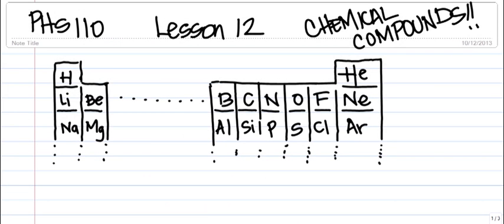Okay, we're going to talk a little bit further into investigating matter, and specifically when we talk about bonding here in lesson 12. So there's several different types of bonds. We're going to focus on two right now, ionic and covalent. So an ionic bond is a metal and a nonmetal.